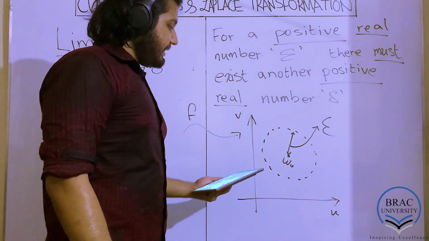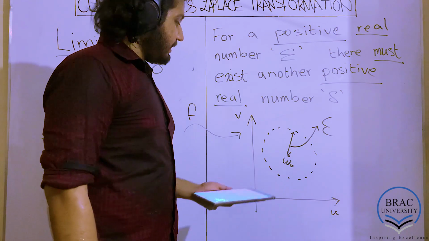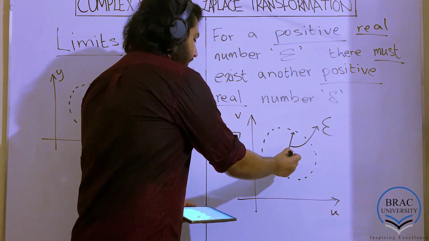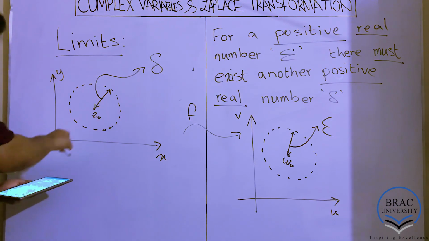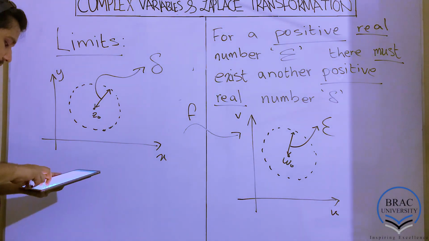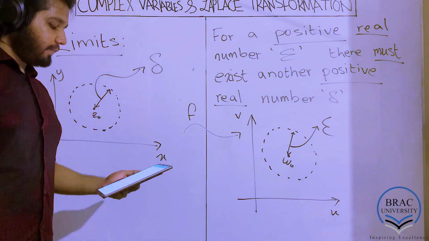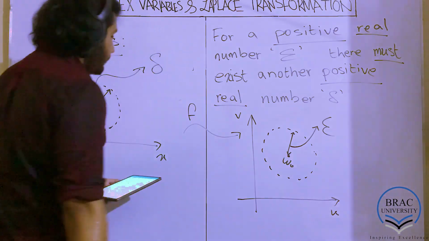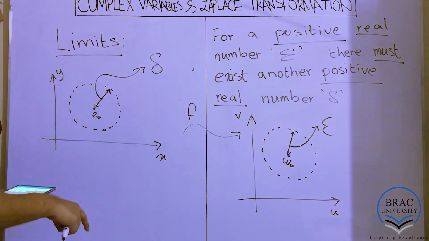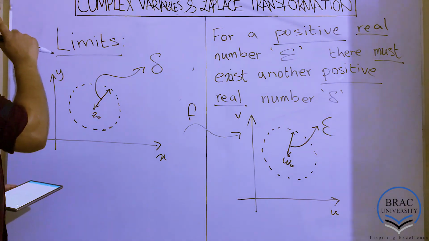Now, the case here is the fact that this is not a deleted neighborhood. This neighborhood will contain W0, which was not the case for the other neighborhood. And I would like to point out that for whatever epsilon surrounds this point W0, there will always exist a delta, a positive real number delta.